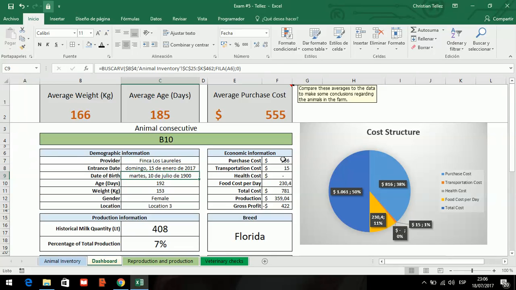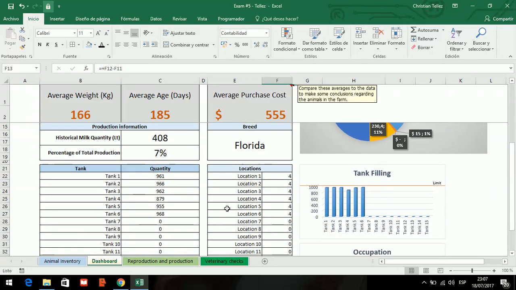In the economic information we have the purchase cost, the transportation cost, the health cost, the food cost per day. The total cost is the sum of all these concepts. The production we have here in another tab, with information regarding the production of the animal, and the gross profit, which is the result of the total cost of the animal versus the production. Okay.